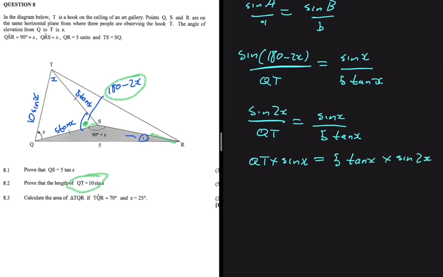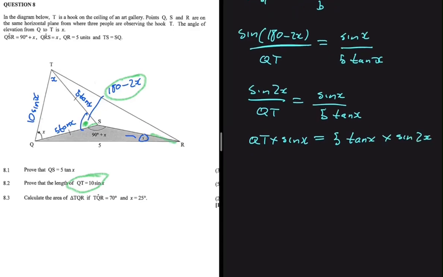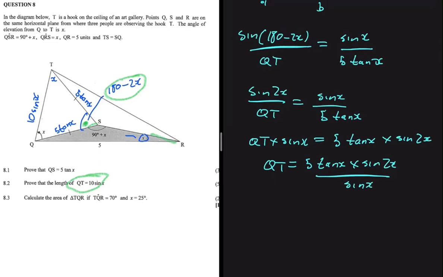So dividing both sides by sine X in an attempt to find QT, I have QT equals 5 tan of X multiplied by sine of 2X divided by sine of X, right? Now we have tan of X, which we can change to sine divided by cos. But then we also have sine of 2X, which we can change to 2 sine of X cos of X. That's an identity.